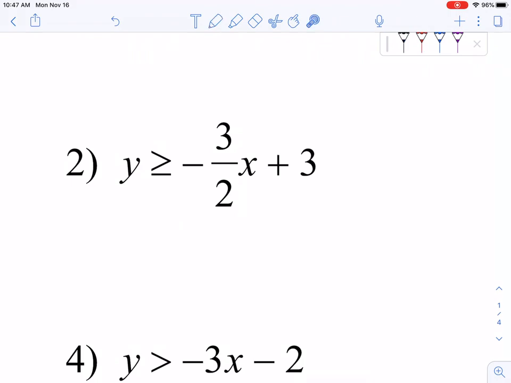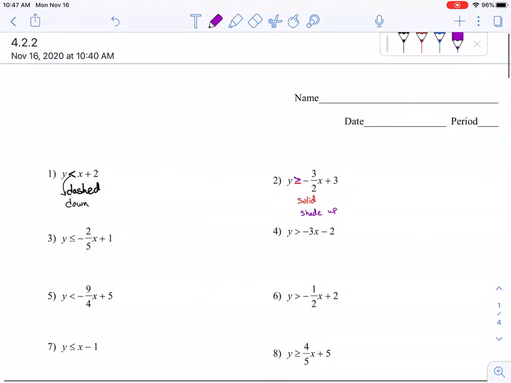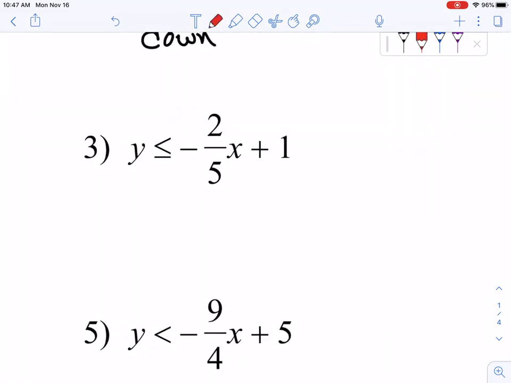So here we're looking, this is going to be a solid line. I'll show us in red because of this or equal to. So this is going to be a solid line. And then in purple, y is greater than, so this is going to be shade up. We're going to shade up above our line. In red, equal to means we are going to use a solid line. In purple, y is less than, so this is shade down.